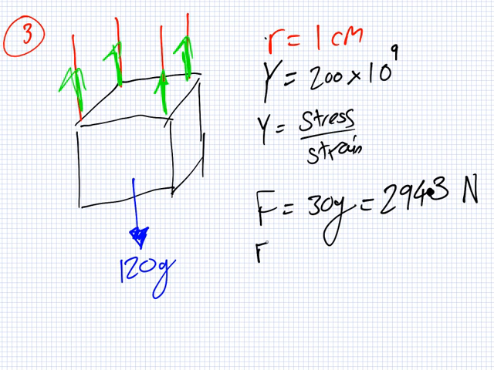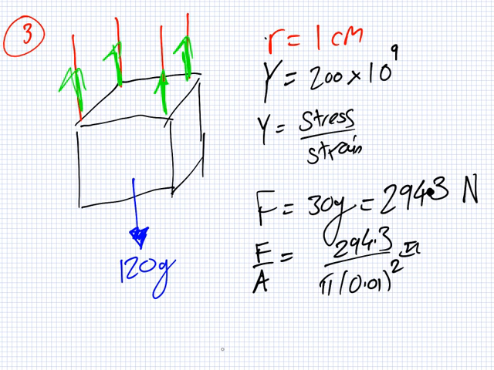Now, if we do force divided by area, we get 294.3 divided by pi r squared, and that will equal a big number. This is the stress, 936786. Sorry, I haven't been putting in my units, they're pascals. So one wire. Yes.